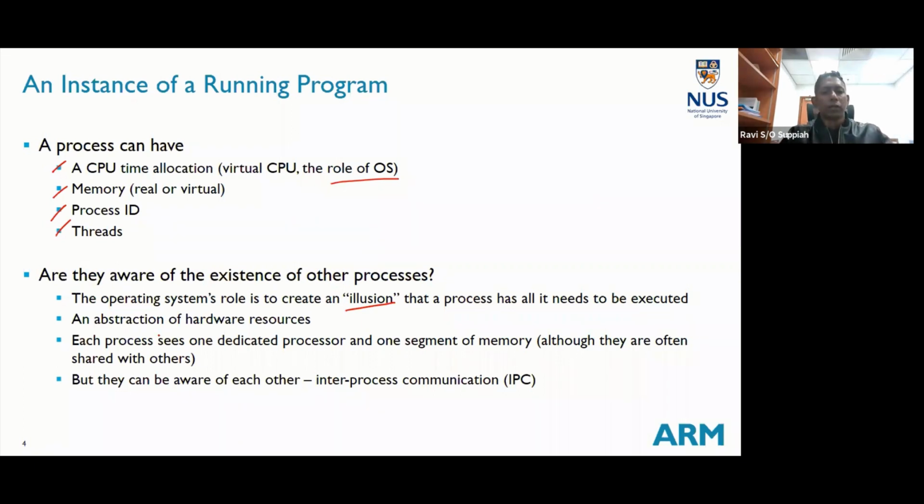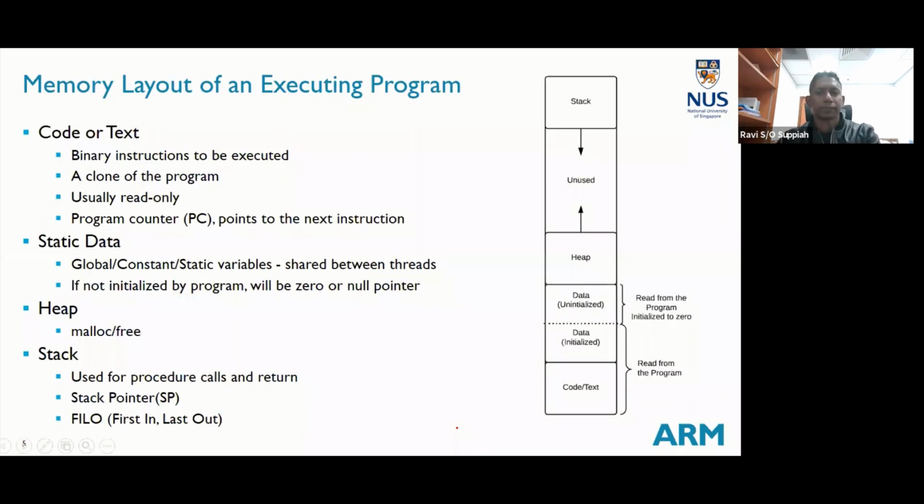So each process sees one dedicated processor, even though the processor is shared. It also sees its own portion of the memory. Again, these are all shared, but from the process's view, it appears as if it is dedicated and has all the memory it needs. And you can also establish what we call IPC, that is, inter-process communication between different processes.